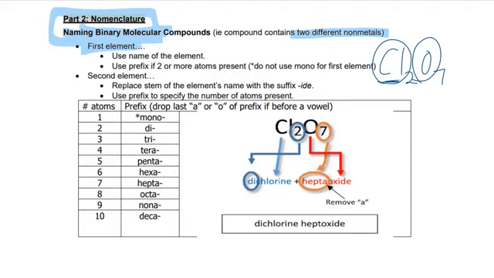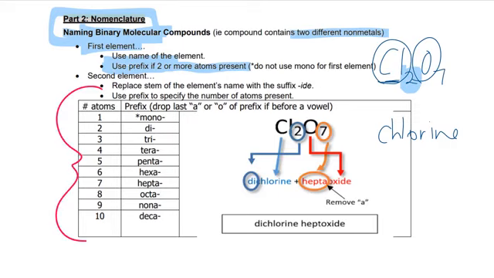So first, we're going to name this first element. So we're going to write down here, we've got chlorine. And then we need to use a prefix if two or more atoms are present. So we can see here that there are two chlorines. So I need to use this chart here: mono, di, tri, tetra, pent, hex, hept, oct, non, and dec for the prefixes. Well, there's two chlorines, so I need to say dichlorine for two chlorines.